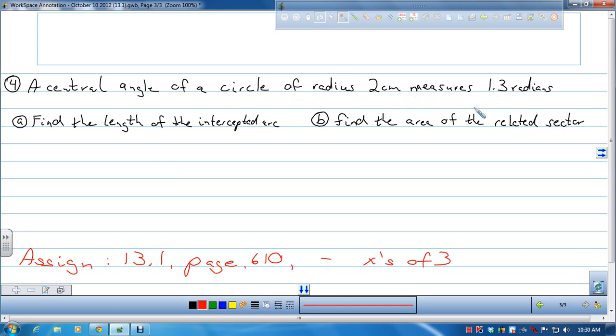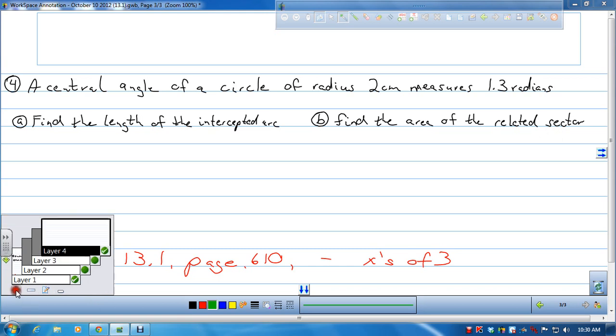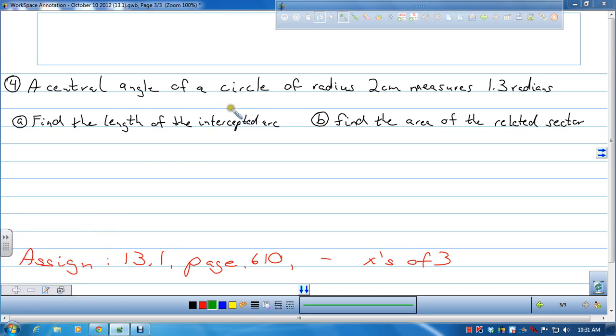So, I need to label the information that I have. Let's switch colors. We'll go to green. I forgot to turn my new layer on. So the radius is 2 centimeters. I like to write everything down, so I've got it in front of me what I actually know. And then remember, theta we're going to use for radians. So that angle theta is equal to 1.3 radians.